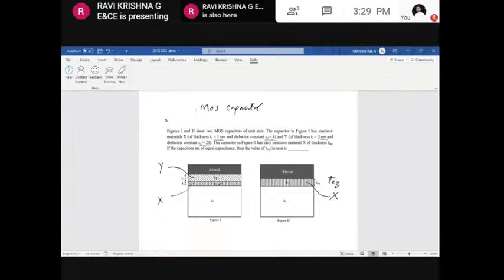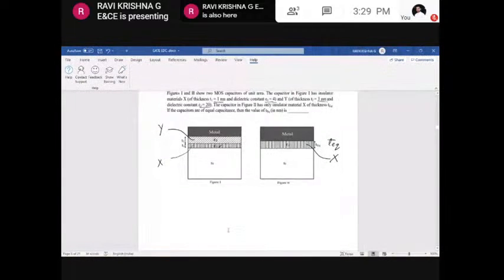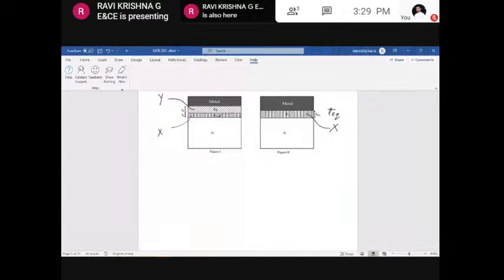So here what we can do is, remember the first capacitor. If you just look at the first figure, I'll call it capacitor C1. The capacitance associated with this MOS capacitor is C1, and the capacitance associated with this MOS capacitor is C2.